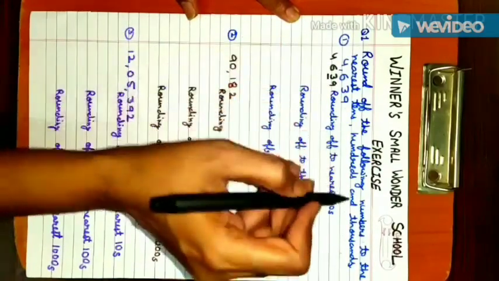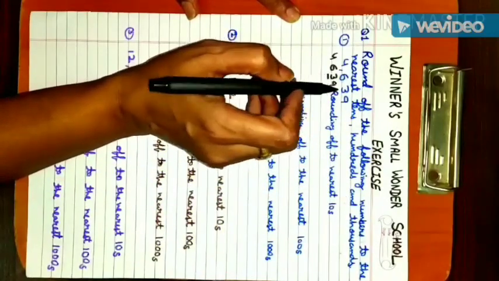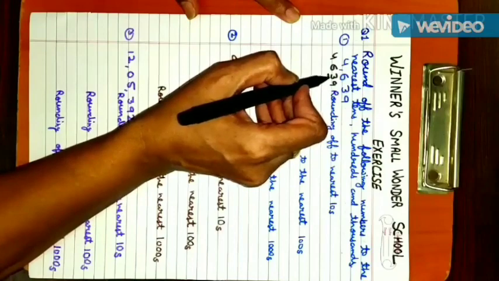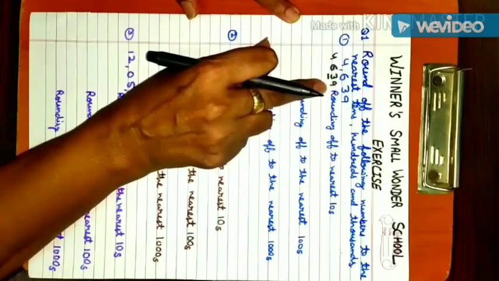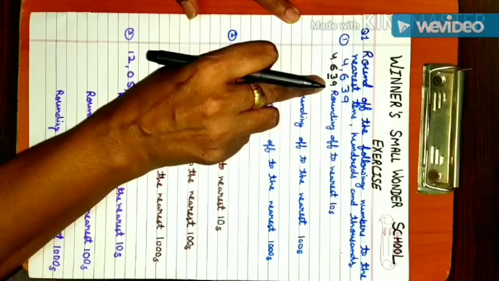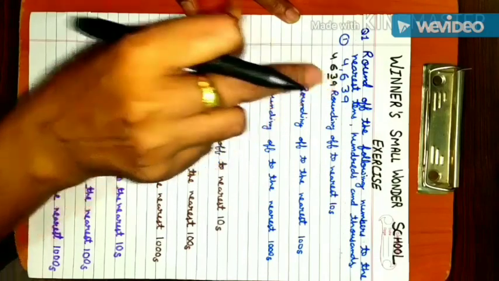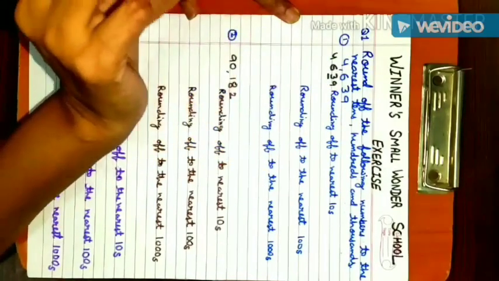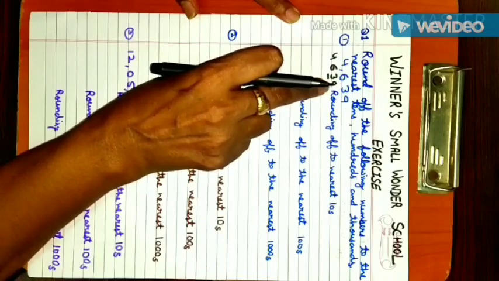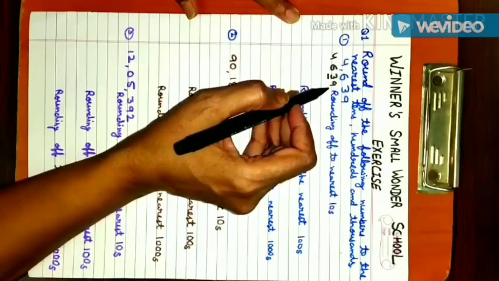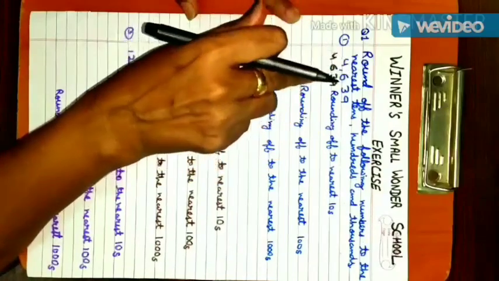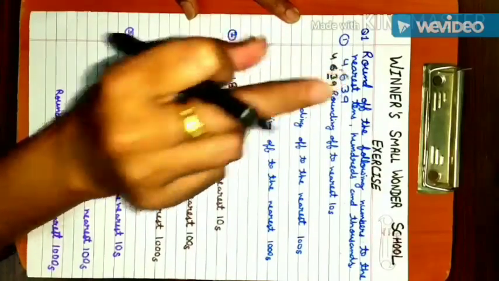Ones, tens. Okay? Nearest tens, underline the tens digit. Now the next digit is the checking number, the ones place. If the digit at the ones place is 5, 6, 7, 8 or 9, then the number is rounded up, so increase this number by 1. If the digit is 0, 1, 2, 3 or 4, then the number is rounded down, so don't increase the number by 1, and replace the ones digit by zeros.